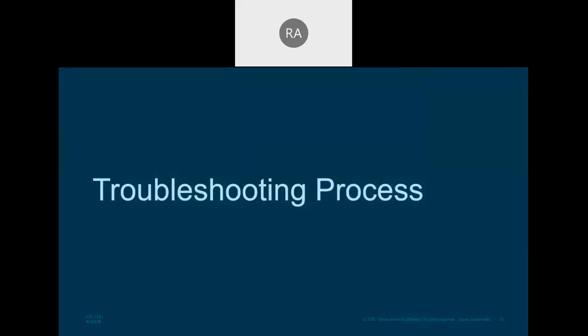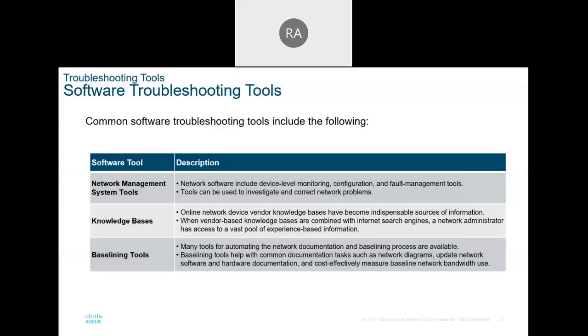So let's still continue the troubleshooting process. We need some tools. Apart from commands, some physical tools may help us out. Common software troubleshooting tools include the following: network management system tools. Network software includes device level monitoring, configuration, and fault management tools. Tools can be used to investigate and correct network problems.